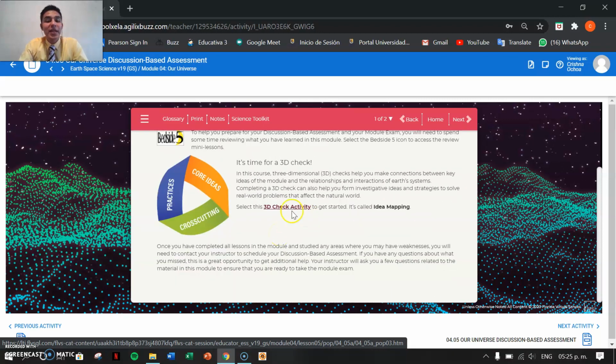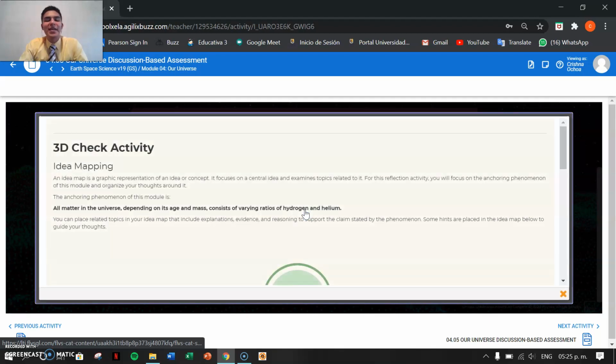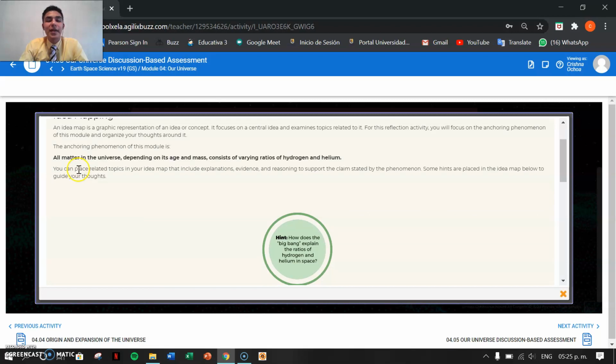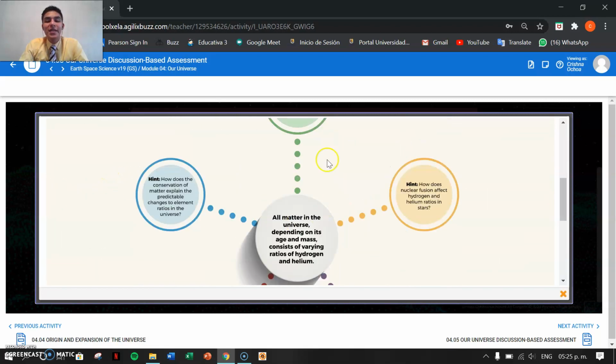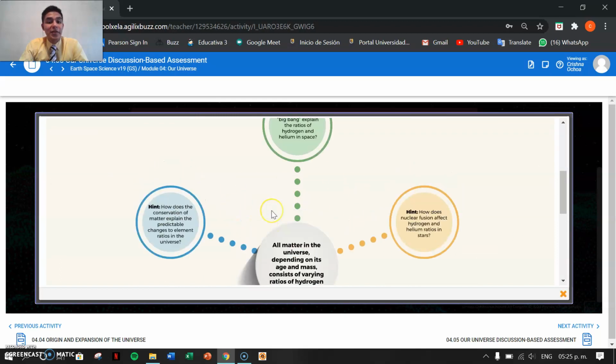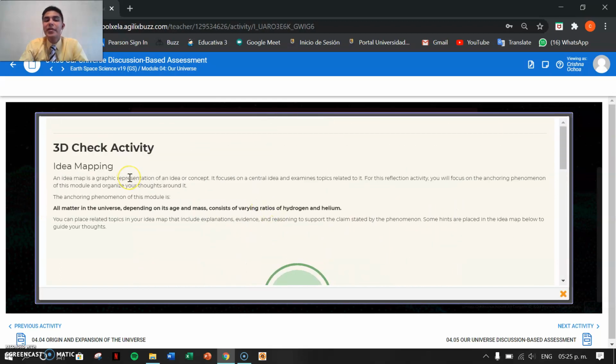So right here you have to select this 3D check activity to get started. And it's called idea mapping. When you click here, you are going to have a section with some instructions, and you're going to have an example of the model that you have to create. So let's go over the instructions right here. 3D check activity, idea mapping.